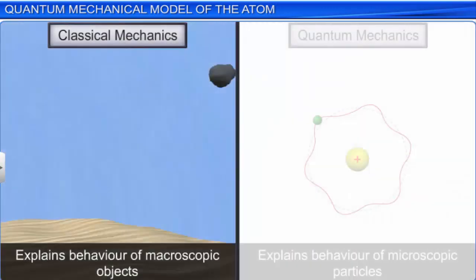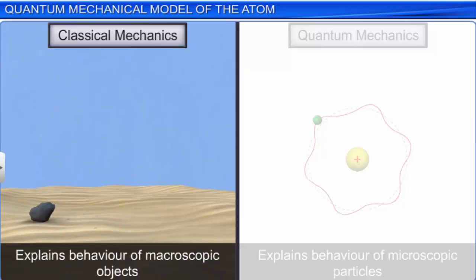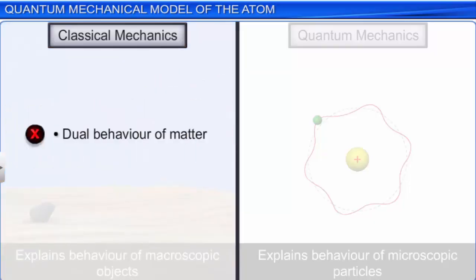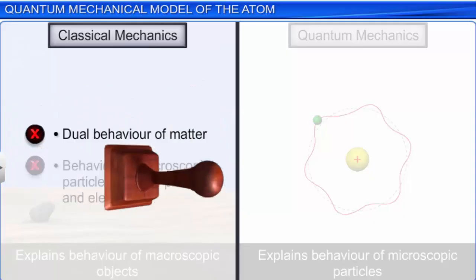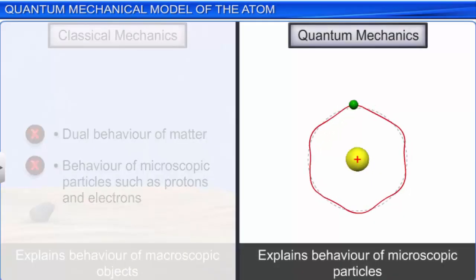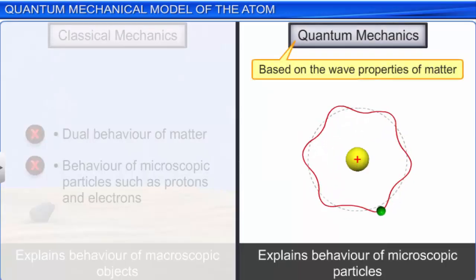Classical mechanics successfully explains the behavior of macroscopic objects, such as a falling stone, on the basis of particle nature. It ignores the concept of the dual behavior of matter and thus fails to explain the behavior of microscopic particles, such as protons, electrons, and so on. On the other hand, as quantum mechanics is based on the wave properties of matter, it describes the behavior of microscopic particles in a much better way.